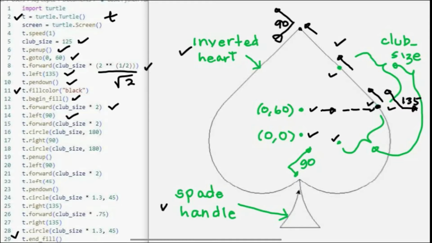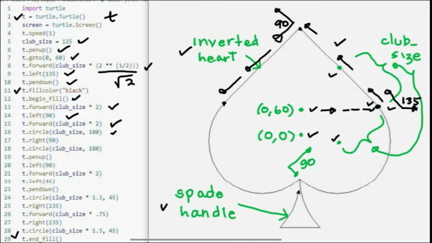Okay, let me draw that straight line. I go like this until I reach this point here, wherein I have to start with the arc of the semicircle. Incidentally, the length of the straight line is number 15. That is 2 times club size again, the same as the length of the first straight line.